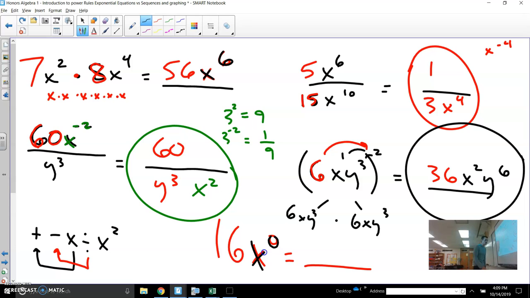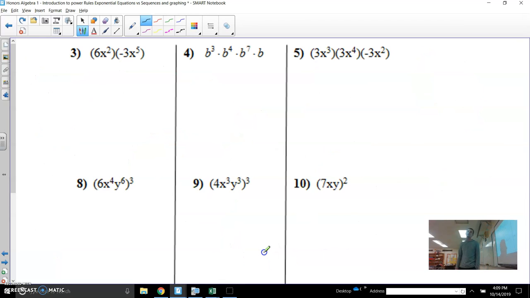Lastly, anything to the 0 power is 1, except for 0. If you try to do 0 to the 0, you get undefined. So this isn't all 1. This really comes down to 16 times 1, which is just 16. So hopefully this is just a few quick examples before we jump into this.